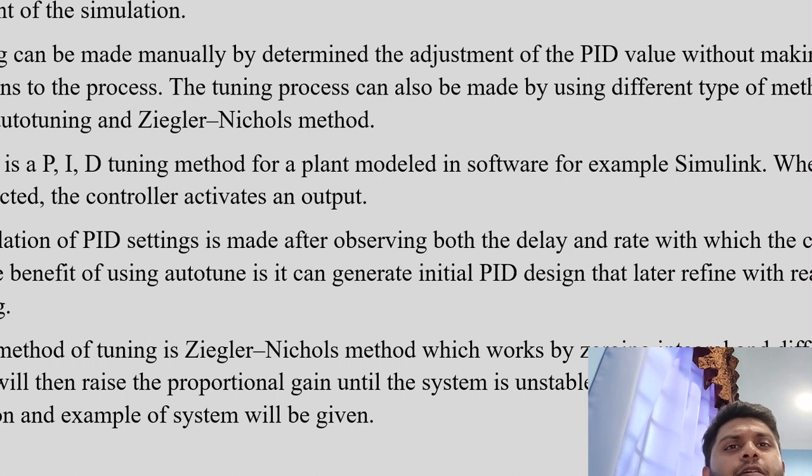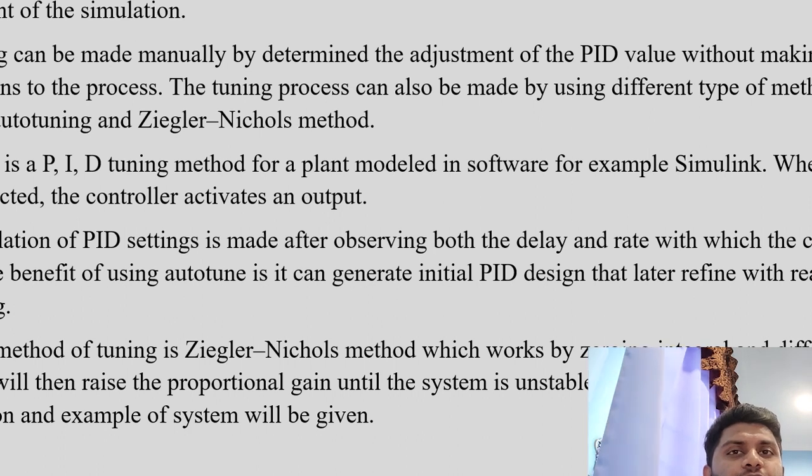Next is the tuning process. The tuning process is to make sure the disturbance does not affect the process much, with oscillation around the set point. The tuning can be made manually, determined by adjusting the PID values without making any serious implication to the process. The tuning process can also be done using different types of methods, for example auto-tuning and the Ziegler-Nichols method.